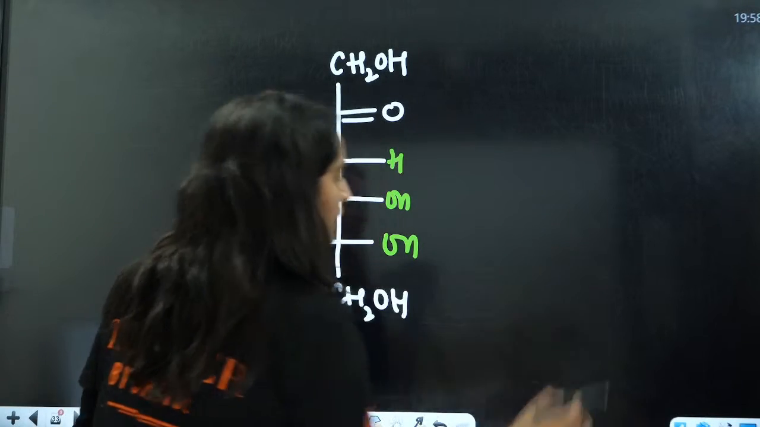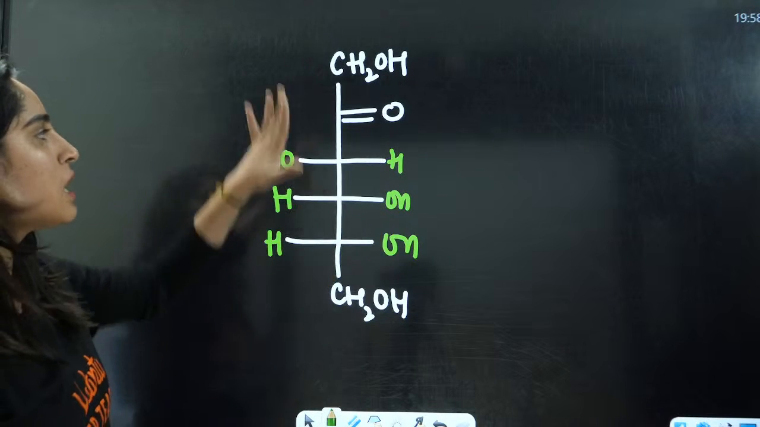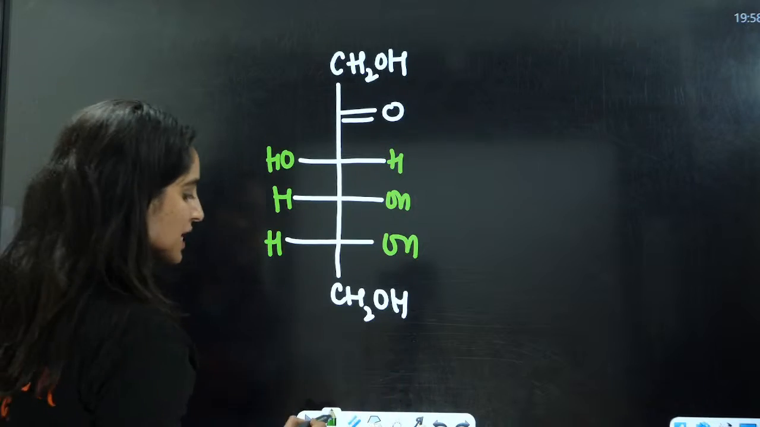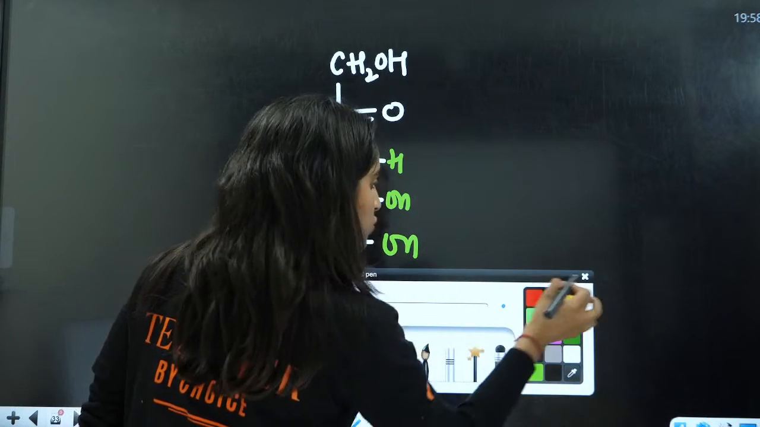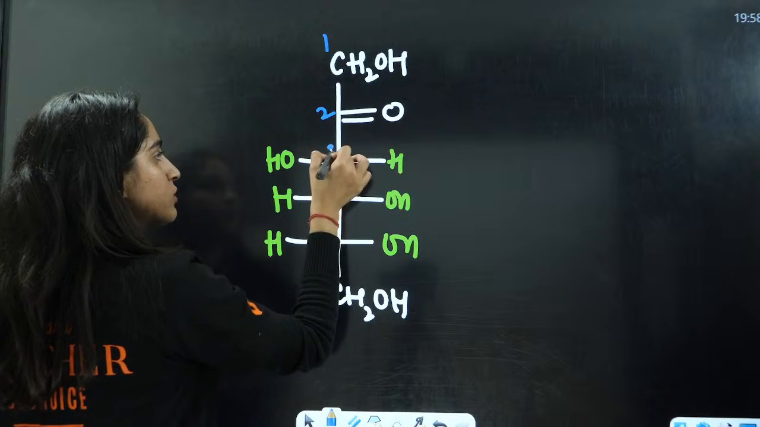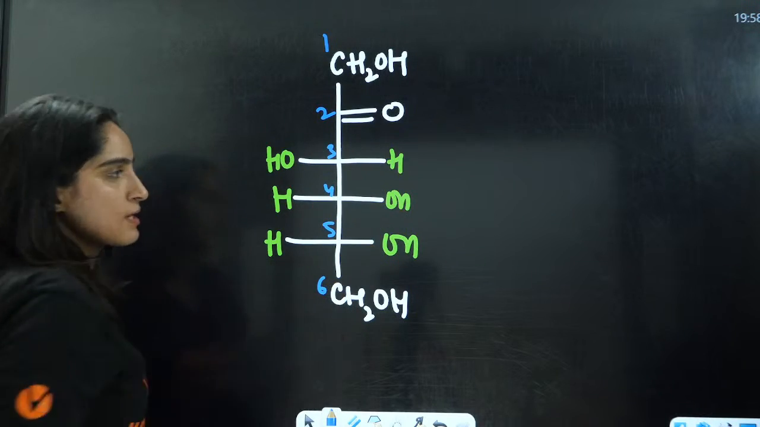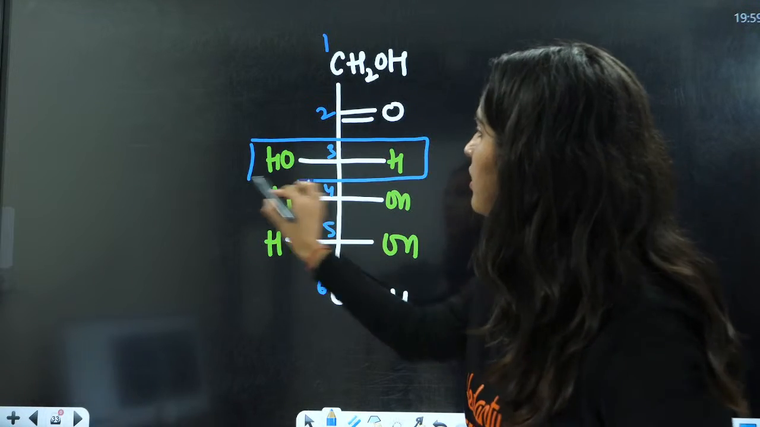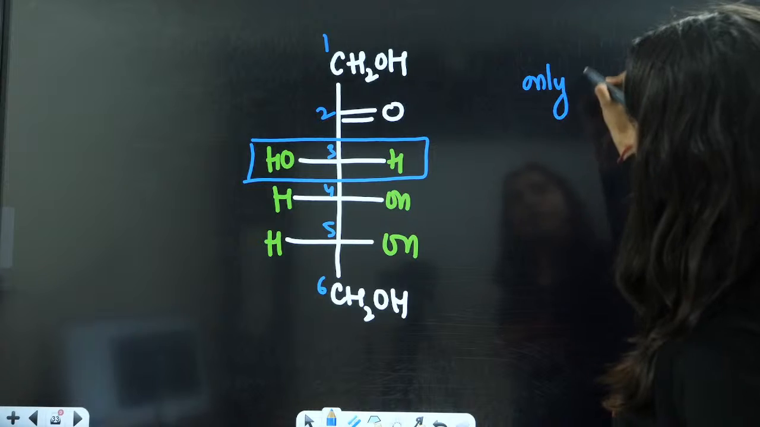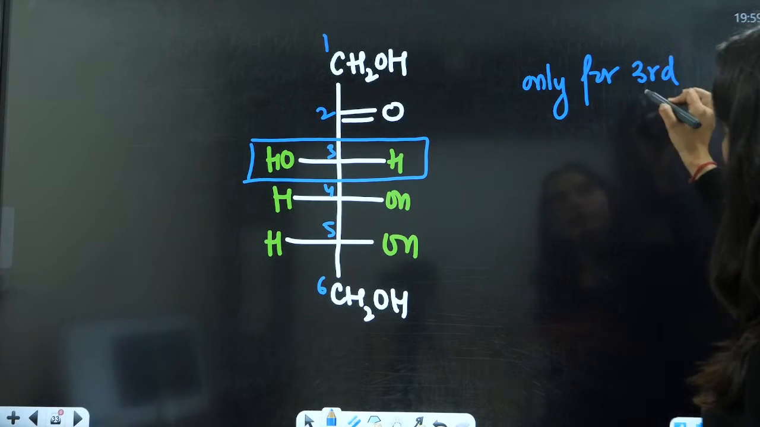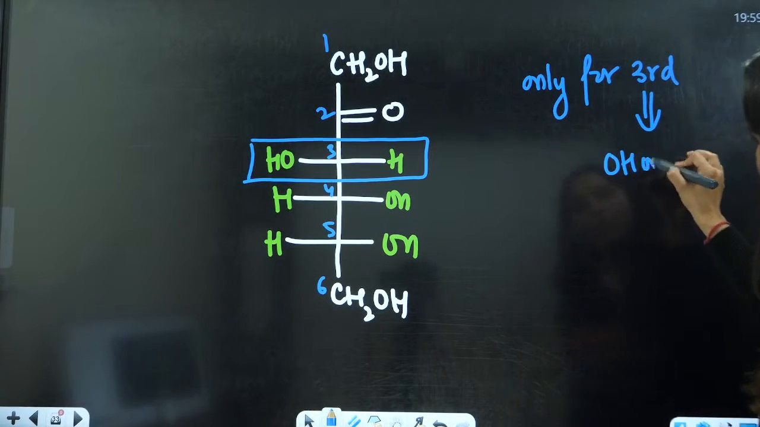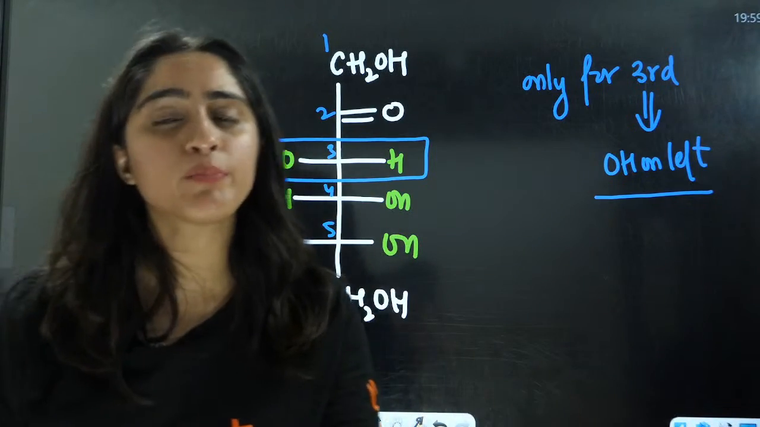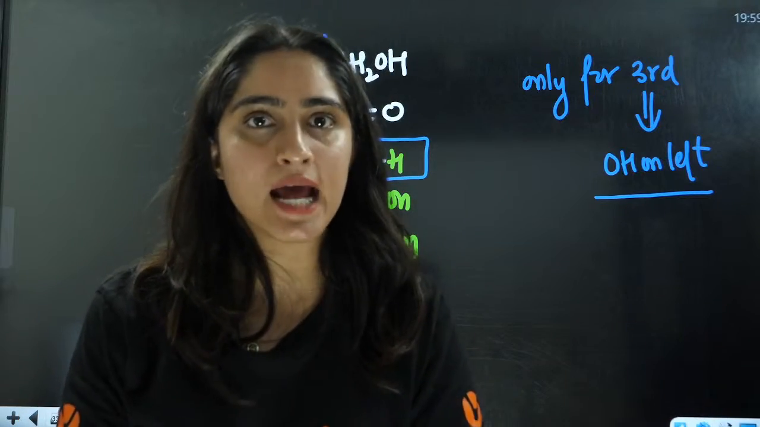Now, see this, okay? Now here you have 1, 2, 3. This is same as glucose, okay? This is 1, 2, 3, 4, 5, 6. What you saw here also, on the third carbon, only for third, you have OH on left. You have OH on the left, right? Okay, this is for both glucose and fructose, right?